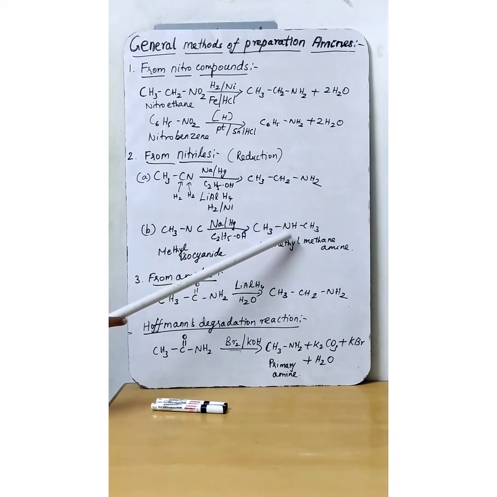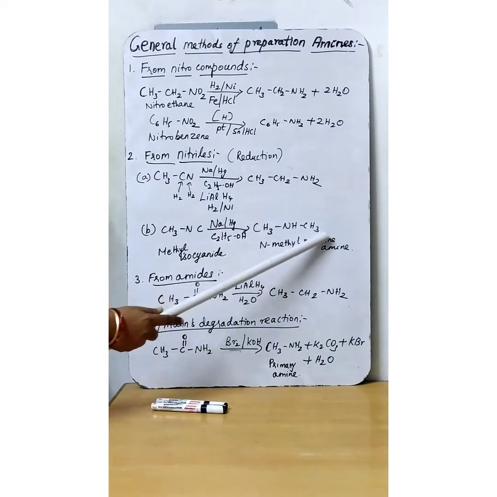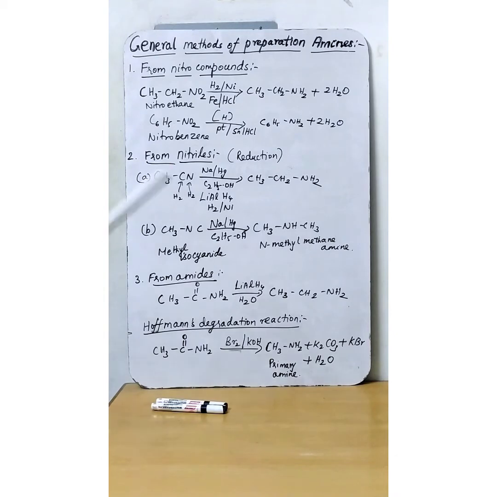And what is this methyl? Nothing but methane amine. What's the formula for methane amine? Last class we discussed CH3-NH2. From methane amine, one hydrogen will be removed, and instead of that, another methyl group is added. So the name of this compound is N-methyl methane amine. Understood or not?